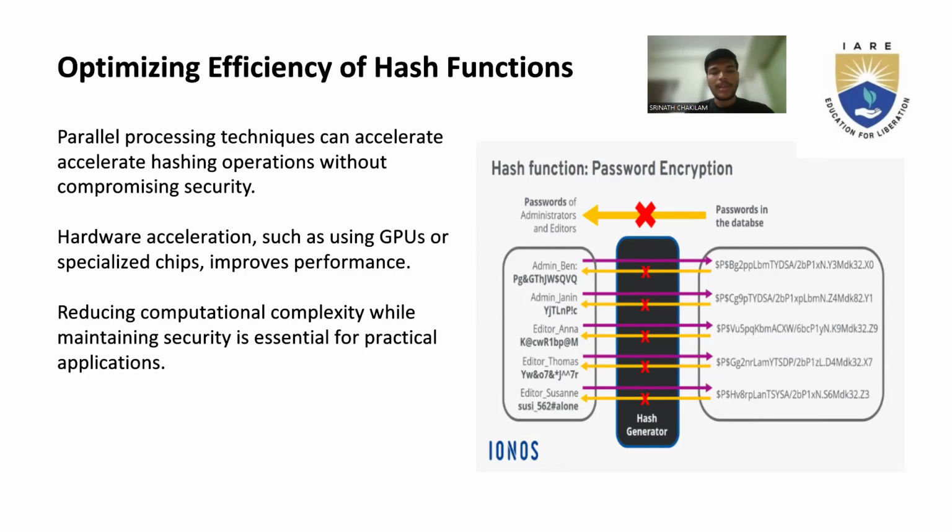Hash functions are used in password encryption, such as passwords of administrators and editors, and passwords in the database. These are two types of password encryption. Parallel processing techniques can accelerate the hashing operations also.